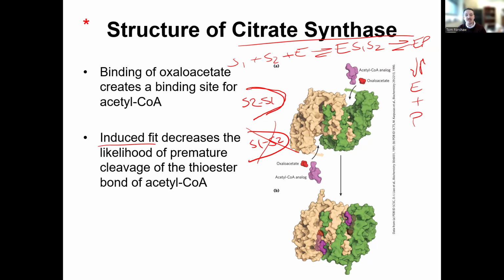And in order to make sure that happens, the shape of the enzyme is not super complementary to acetyl-CoA until oxaloacetate binds. So if acetyl-CoA comes along to the enzyme which hasn't bound to anything yet, it won't be able to bind because it won't be a good fit. But the act of oxaloacetate binding to citrate synthase causes a conformational change in the protein, and that makes it complementary to acetyl-CoA, so it can now come in. So it forces the order to be correct, because substrate 2 won't bind until substrate 1 binds, because the binding of substrate 1 changes the protein to make it bind substrate 2 better.